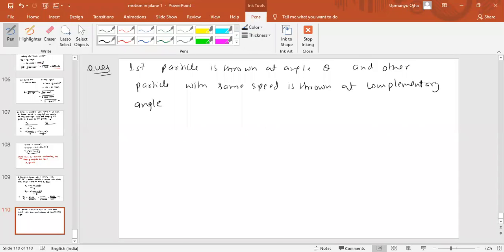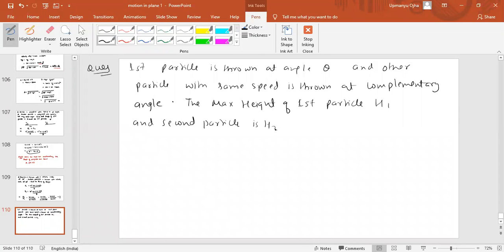The maximum height of the first particle is h1, and of the second particle is h2, and the range is R. Find the relation between h1, h2, and R. R equal to 4 root h1 h2. Yes.